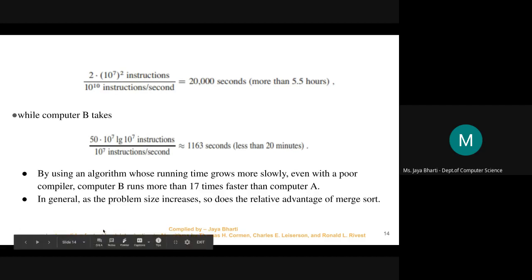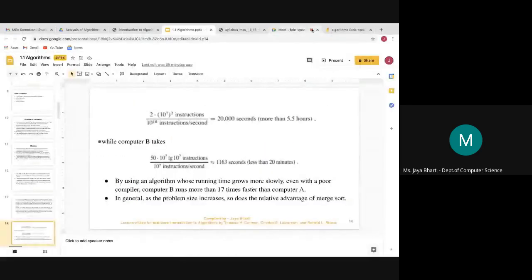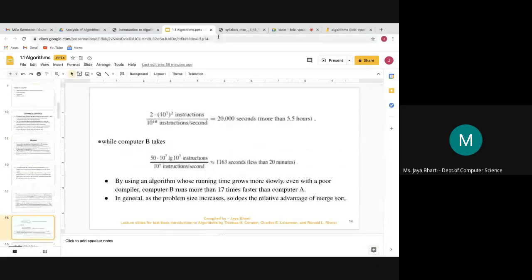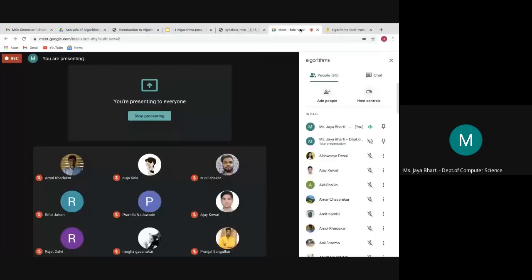In general, as the problem size increases, so does the relative advantage of merge sort. Why? Because its running time is only n log n. That's why it is taking very less time. I hope this is clear. We need to see which algorithm is efficient, and why merge sort is better than insertion sort for a large number of instructions.